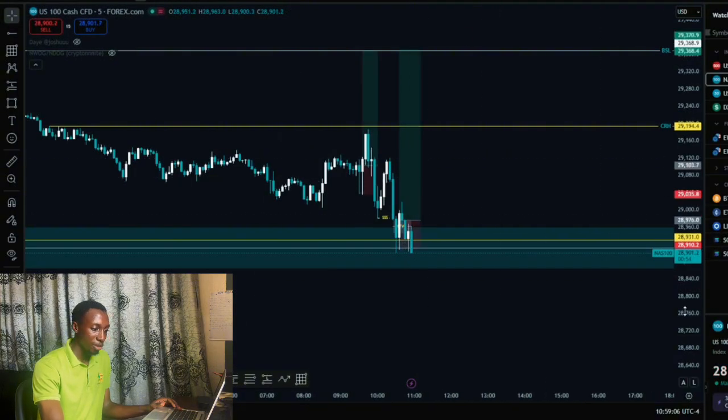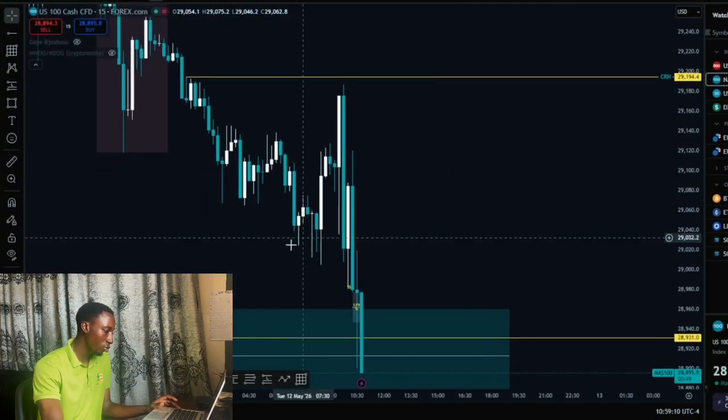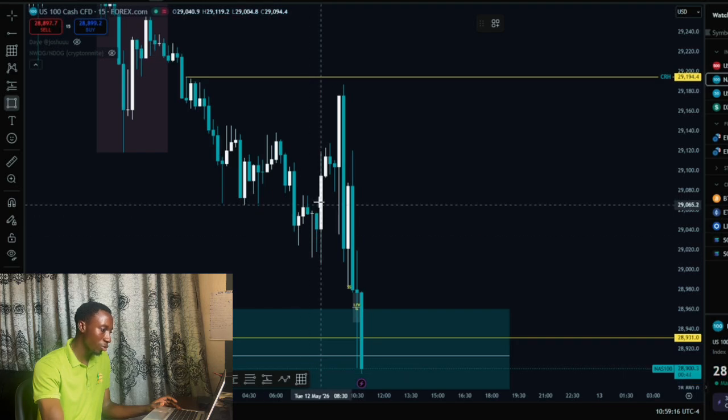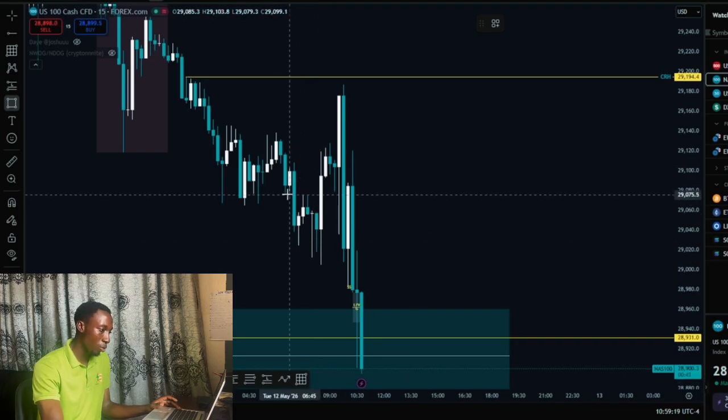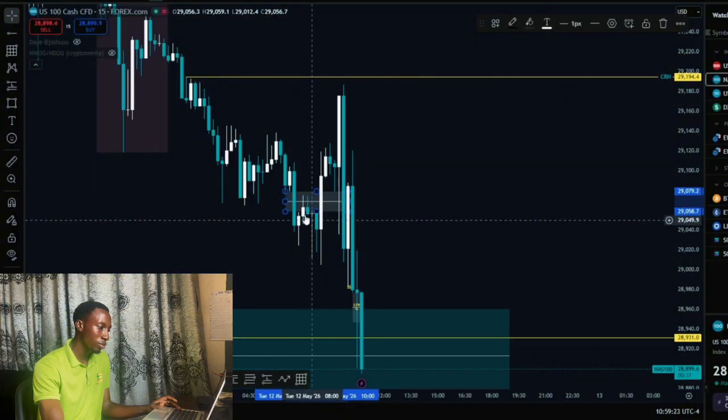So looking at 5 minutes, the session opened. Okay, let me stick to 15 minutes, I'm not going to complicate it. The session opened by 9:30. This is 8:30 and this is 9:30. At 8:30 we had already swept these lows and were giving bullish signs. Why? Because see this bearish fair value gap, we inverted it. Boom.